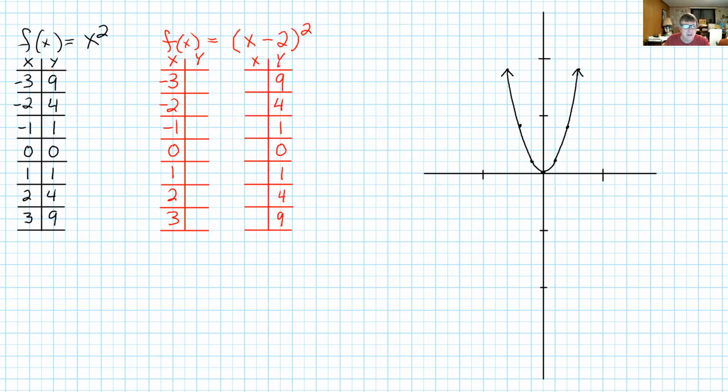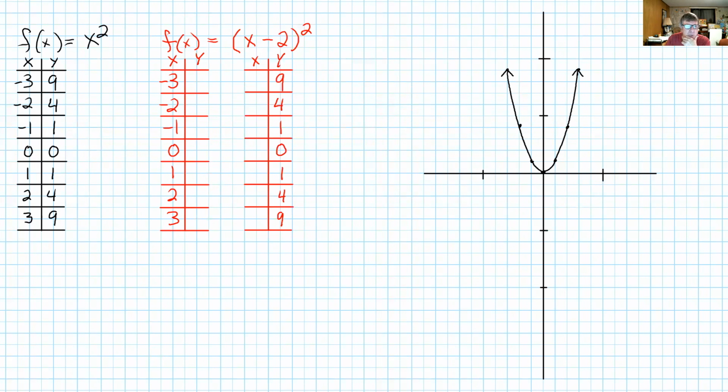All right, let's take a look at this situation. This is going to be a little more complicated. Now over here we have the black equation along with the black graph, f of x equals x squared. But I want to graph f of x equals x minus 2 squared. Now the minus 2 is not outside the square, it's inside. But here's what I want to do. I want to think in terms of what I need to do to my x values to get the same y values as before.